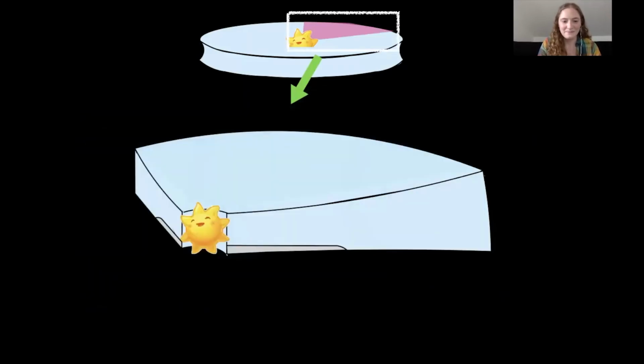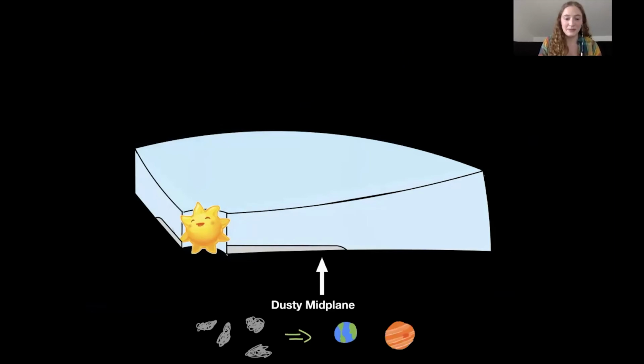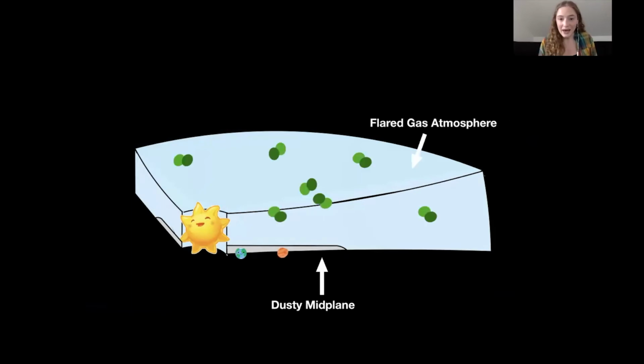To understand how exactly I'm able to measure the temperature of a protoplanetary disk, we first need to understand what makes up a disk itself. So if I take a slice of the disk, we can see two main components. The first part is the center of the disk. That's called the disk midplane, and that's where all the big chunks of dust are, and it's where planets will form. The second part of the disk is the atmosphere.